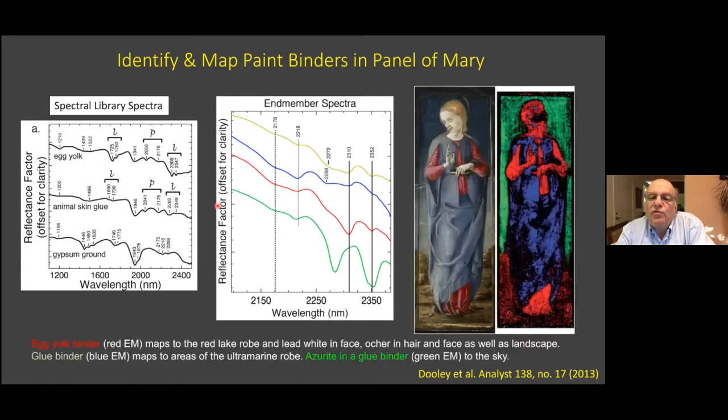And so we've essentially exploited that to make maps of binders. In this case, the use of egg yolk is shown here in red, and the use of a protein binder is shown here in blue. And this follows along nicely with the measurements taken by microsampling and analysis done by micro HPLC to identify the binders in this painting.